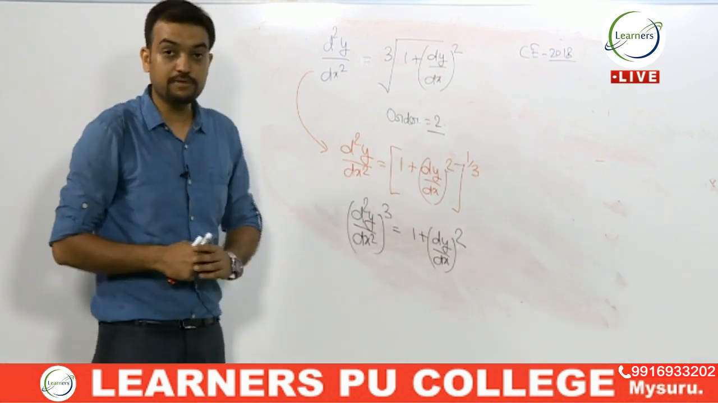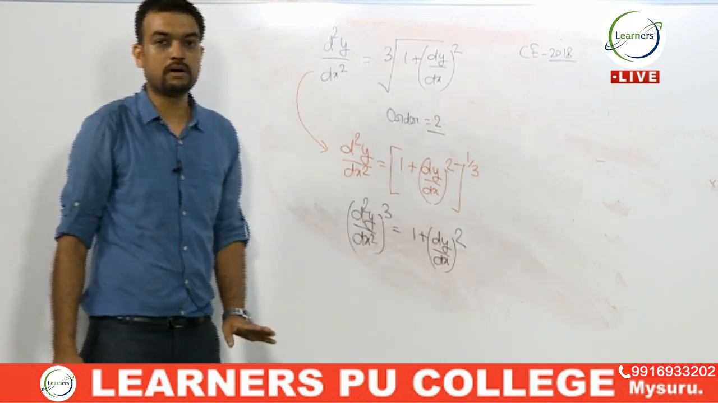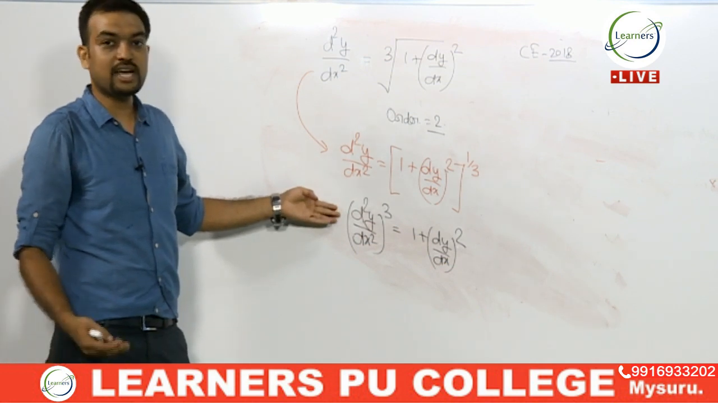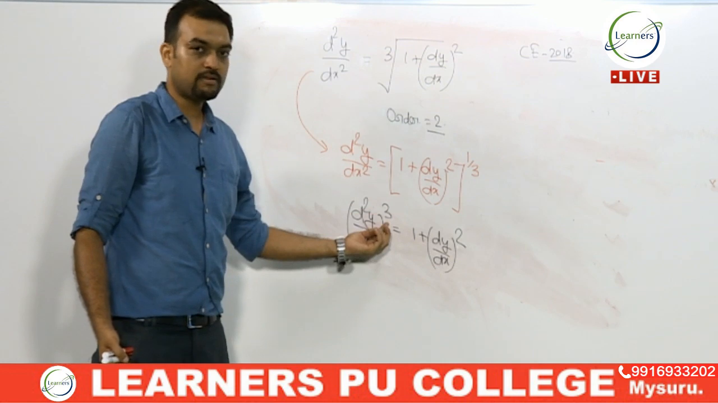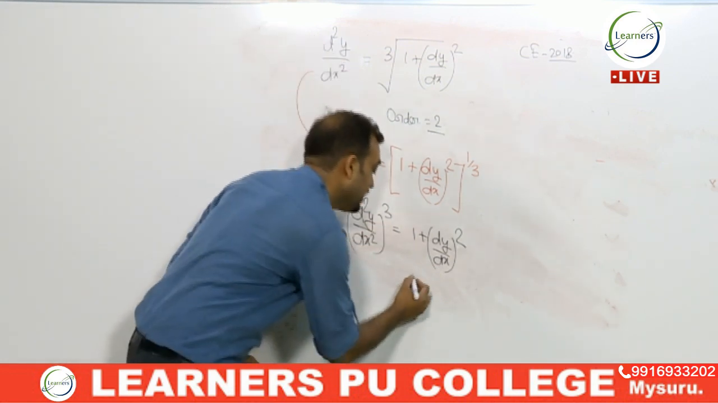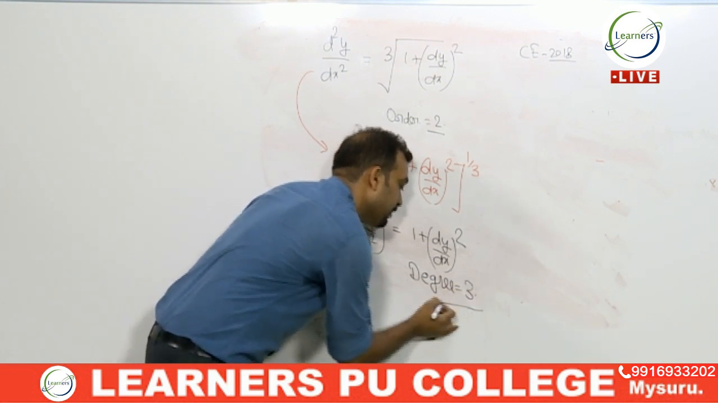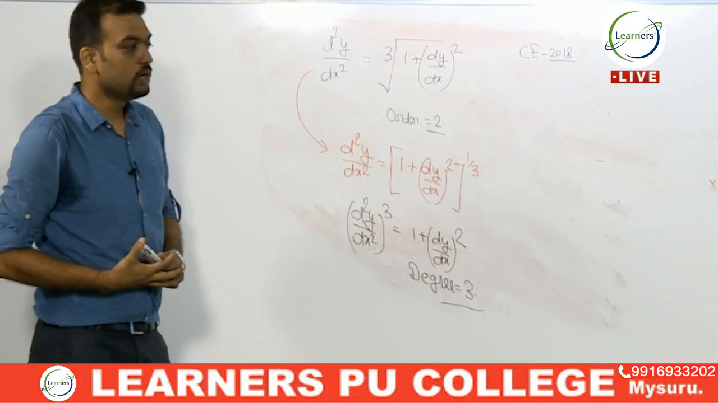Second condition, it is free from the fraction power. Yes, there is no fraction power. And then can we find out the degree? Yes. What is the degree? Degree is the highest power of the highest order derivative term. So the highest derivative term, what is its power? 3. So I can say the degree of this differential equation is 3. Order of this differential equation is 2, degree is 3.